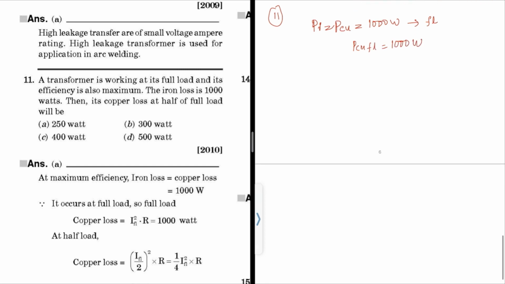Then they asked for the copper loss at half load. So copper loss at half load is (1/2) squared into the copper loss at full load. That is 1000, so it is 250 watts. So the answer is 250 watts.